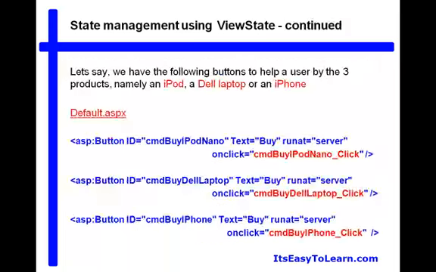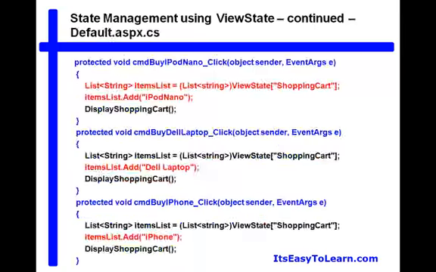In the example we saw previously, we had a buy iPod Nano button, a buy Dell laptop button, and a buy iPhone button. Each button had an on-click event handler. In each of the event handlers, we got the view state information with the identifier shopping cart. This we know was a list of strings because we initialized it to a list of strings in the page load event. In the page load event, we checked if the view state is null for shopping cart, and if it was null, we created an empty list of strings and added it to the shopping cart view state.